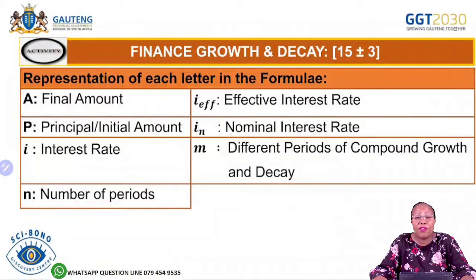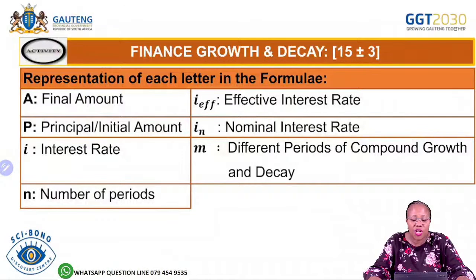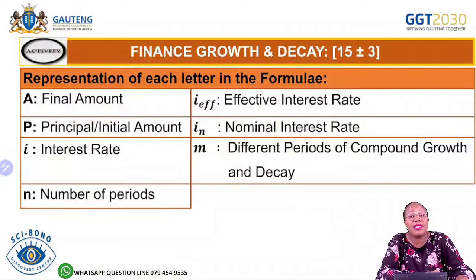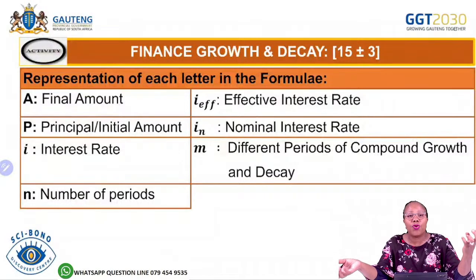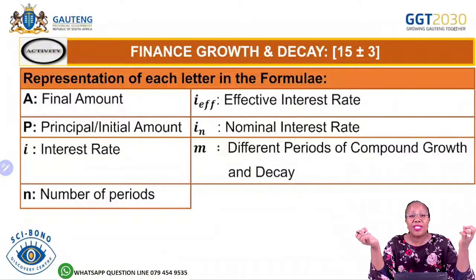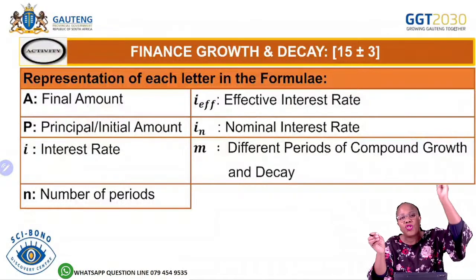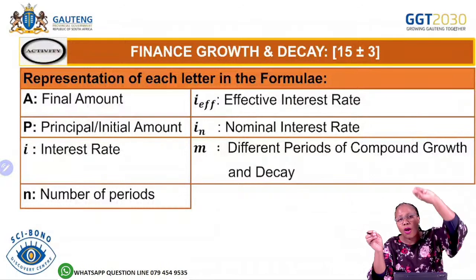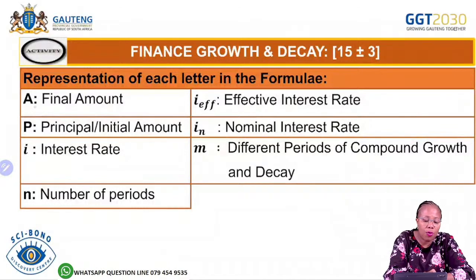Right, and then now with finance, growth and decay, remember we said on your paper it will be 15 plus minus 3 marks. And then now there are representation of each letter in the formula. Remember, I've already talked to the formulas that you'll be using on finance, growth and decay. So the letter A is for the final amount, and then this amount, it doesn't matter whether it was an investment or it was a money borrowed and so forth, whether it's an appreciating amount or depreciating. So when we talk A, we talk the final amount, either after appreciating or after the depreciate, after growth or after decay. So that is the amount you are talking to there.